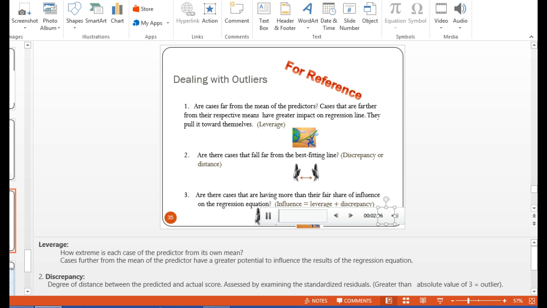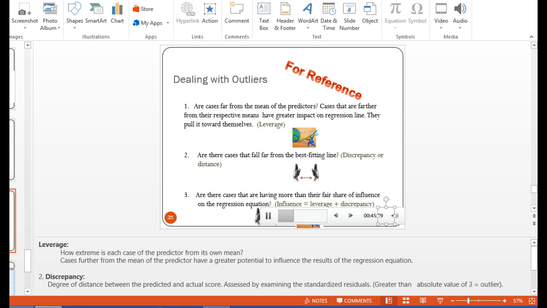To wrap up the content for this week, I'd like to talk briefly about dealing with outliers. So we have three different ways of thinking about outliers. The first way of framing them up is this idea of leverage, and that's how far a given case is on a predictor from its mean. And so cases that are very far from their respective means have a potential to have an impact on the regression equation that we wouldn't want. So this is, again, an outlier is something that's having an unfair impact on the data and not giving us a true picture of what's going on in the population. Discrepancy is the distance between the predicted and actual score.